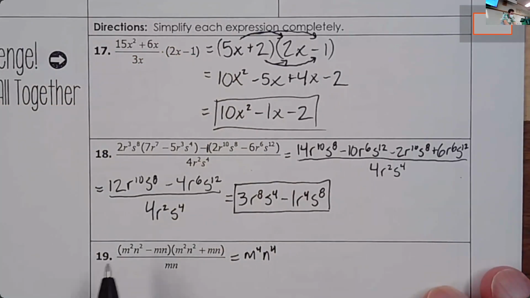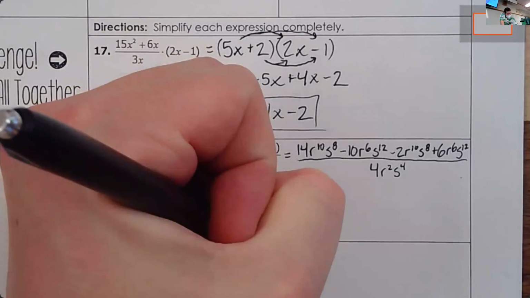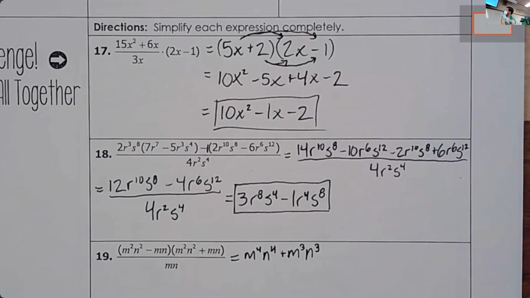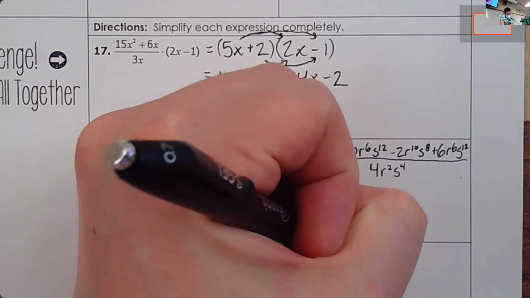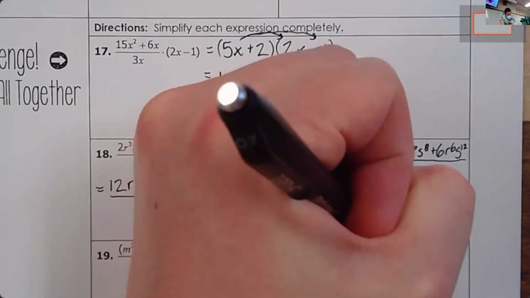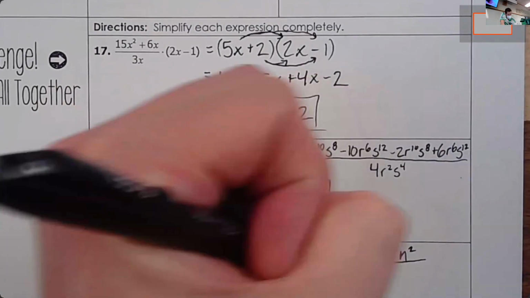The outer terms would be m squared n squared times mn. So just add the exponents again, would be plus m to the 3rd, n to the 3rd. The inner terms, the two in the middle, would be the same thing that we just did, but it's a minus because there's a negative here. So minus m to the 3rd, n to the 3rd. And then the last ones, negative mn times positive mn, that would be minus m squared, n squared, all over mn.